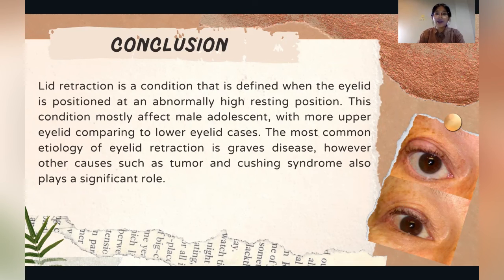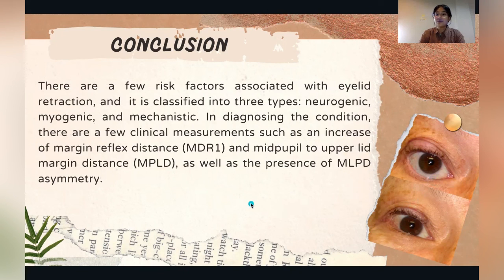Today I'll be presenting regarding the conclusion of the student project. Lid retraction is a condition that is defined when the eyelid is positioned at an abnormally high resting position. This condition mostly affects male adolescents, with more upper eyelid cases compared to lower eyelid cases. The most common etiology of eyelid retraction is Graves' disease. However, other causes such as tumor and Cushing syndrome also play a significant role. There are a few risk factors associated with eyelid retraction, and eyelid retraction itself is classified into 3 types, which are neurogenic, myogenic, and mechanistic.